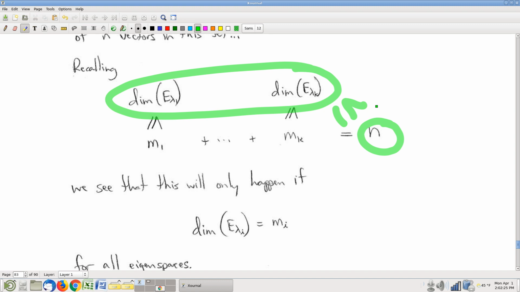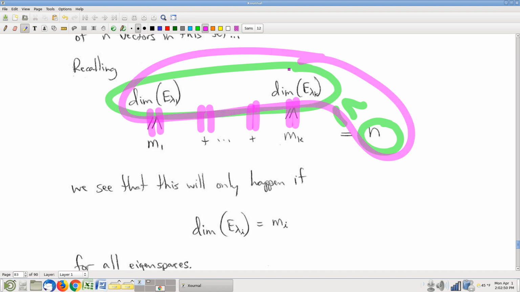We need a best case scenario, right? We need for nothing to go wrong. We need to get, in other words, equality in all of these cases. We need to get the maximum possible number of eigenvectors for every eigenvalue, no exceptions. And in that case, we will just barely have enough eigenvectors to make a basis. Everybody see that?